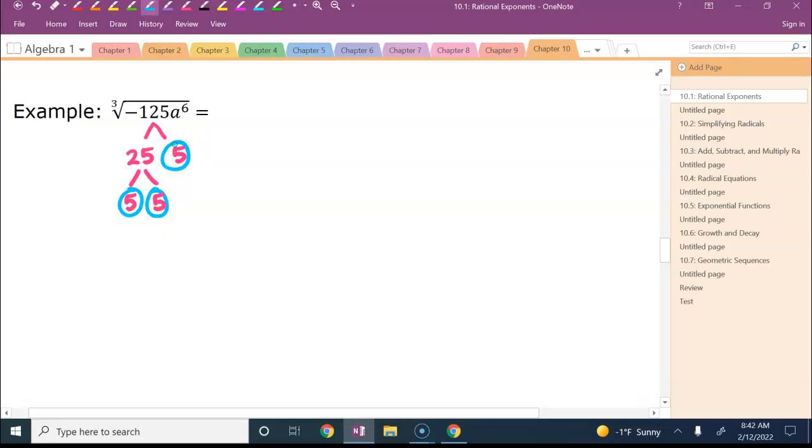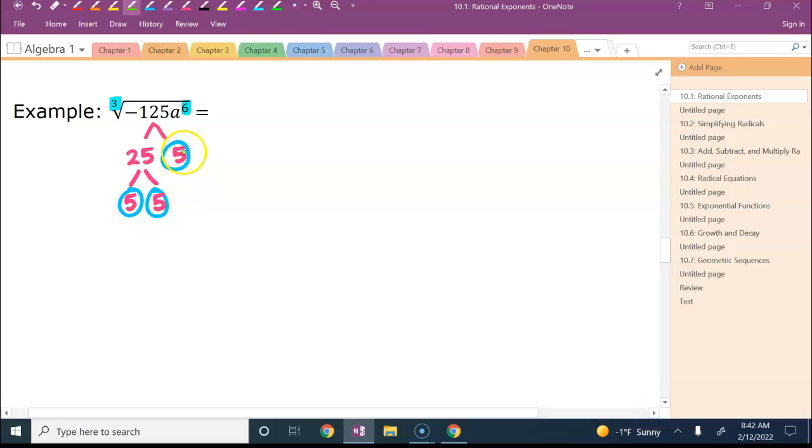Now when you're dealing with the letters, so your variables with the exponents, what you want to see happen is your variable needs to be raised to a power that is easily divisible by the root. So in this case, I have a to the 6th power. So I would want my 6 to be able to be divided by my 3, because that's in that radical sign, which it is.